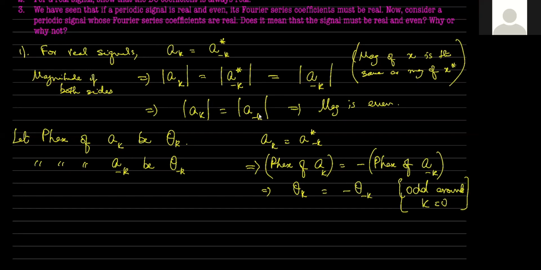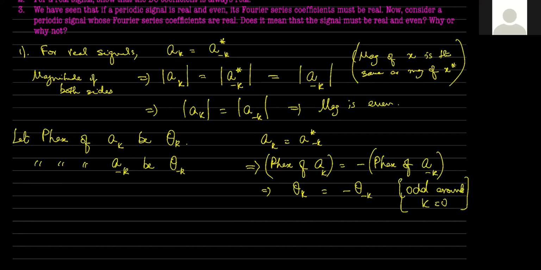Sir, if the value of AK is even, then only is this applicable? No, of course not. Because AK is a complex number, remember. It has a magnitude, and it has a phase as well. We're just talking about the magnitude for now, and we're saying the magnitude of AK is exactly the same as the magnitude of A minus K. So the magnitude is symmetric around K equals zero. In other words, if I had K on the x-axis, with K being integers, I'd see a symmetric magnitude around K equals zero, and that's why it's even.